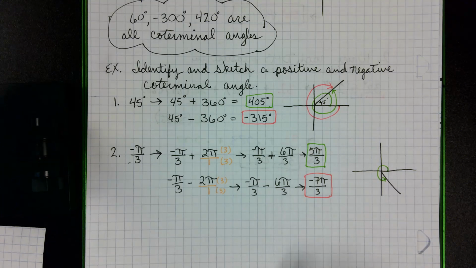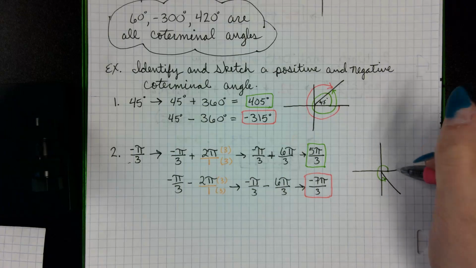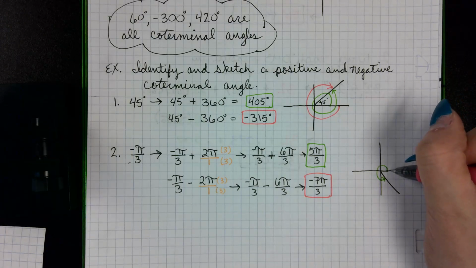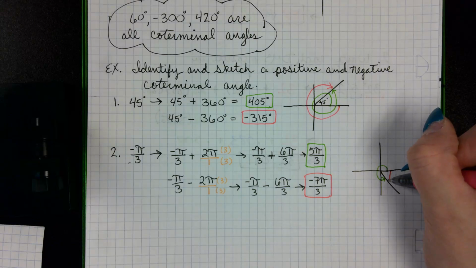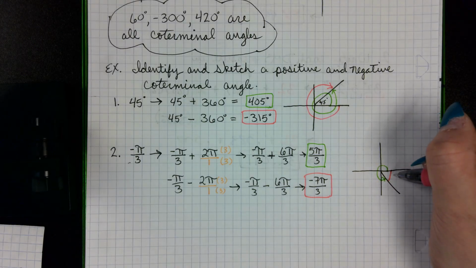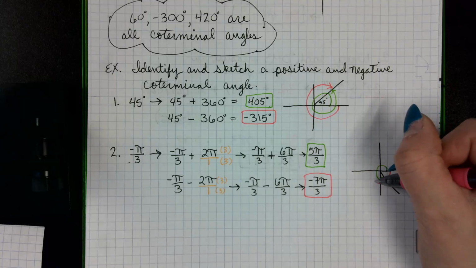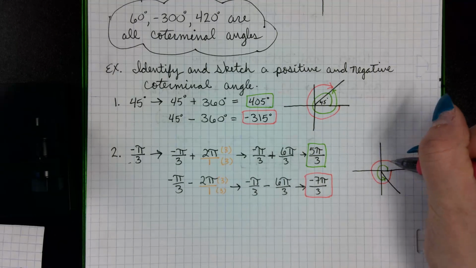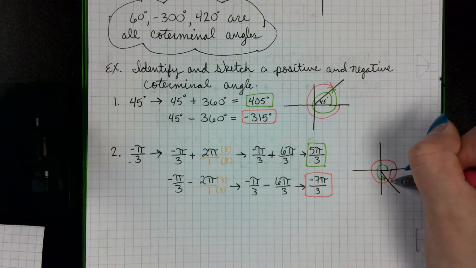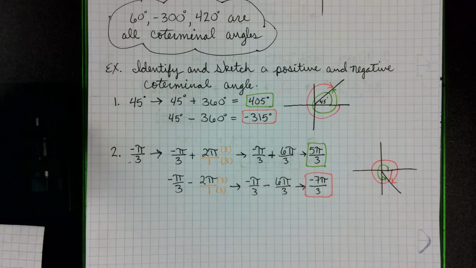And then the negative coterminal angle, again, we start from the initial side, and we go in the negative direction. When we get to the angle, we're just at negative pi over 3, but we need negative 7 pi over 3. So I'm going to keep going, pass it up, all the way around until we get to that angle again. That would be negative 7 pi over 3.